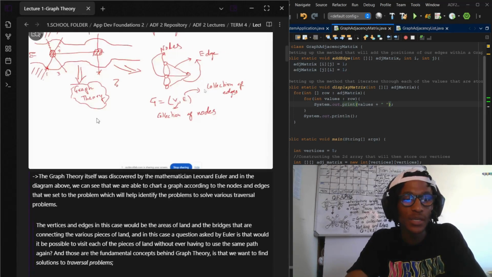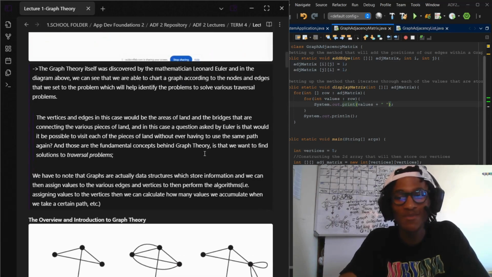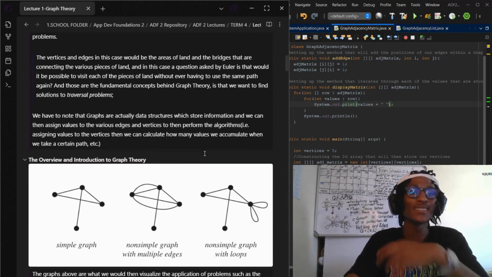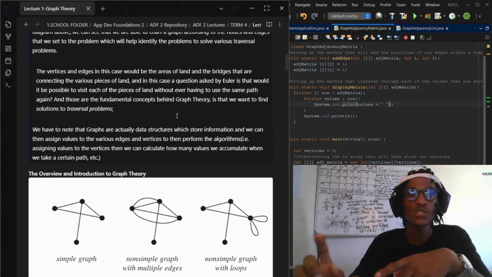I just jump in here saying graph theory itself was discovered by the mathematician, and we can see that we're able to chart a graph, which would be this component, according to the nodes and edges that we set to a problem, which will help identify and solve various traversal problems. I hope that made a lot of sense. There's a lot of redundant wording in this, but it comes along. So the vertices and edges in this case would then be the land and the bridges that are connecting the various pieces of land. In this case, a question is asked by Euler: would it be possible to visit each piece of land without ever having to use the same path again?